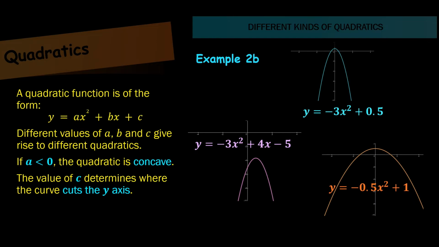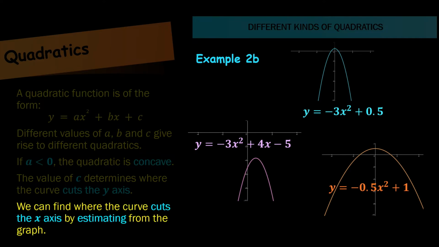Let's examine this more closely. What happens to the graph when the value of c changes? So in the first graph, when c equals 0.5, we have that y equals 0.5 when x equals 0. In the second graph, when c equals -5, we have that y equals -5 when x equals 0. And similarly, in the third graph, when c equals 1, we have that y equals 1 when x equals 0.